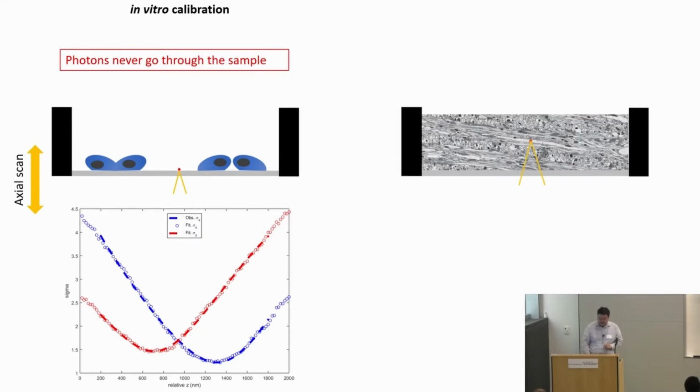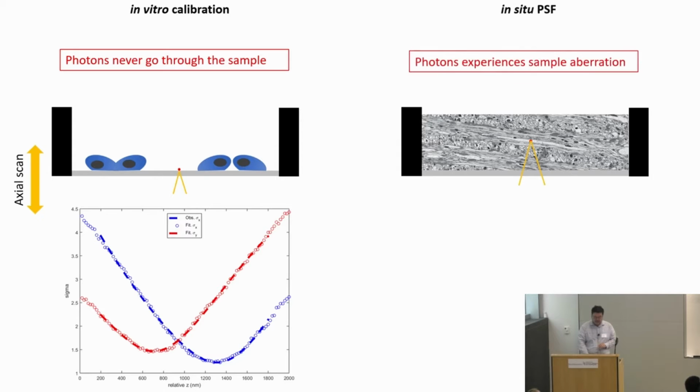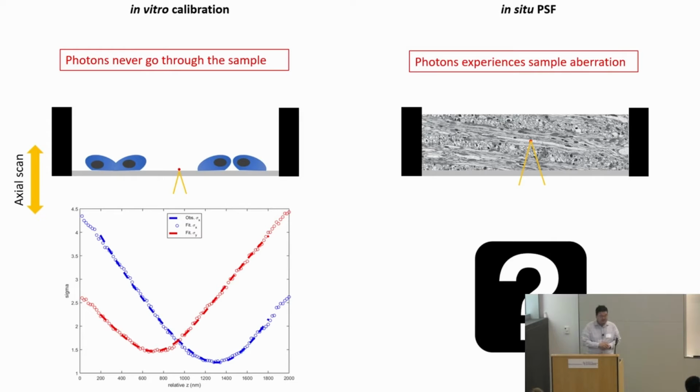However, what we really image in the tissues or cells, those photons that you detect on your camera, have to go through the sample first. And this is what we call the in situ PSF. Therefore, there actually was no method before the work I'm going to talk about to retrieve this in situ PSF.